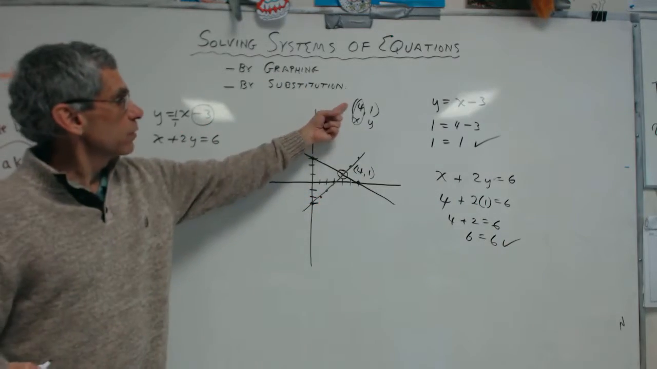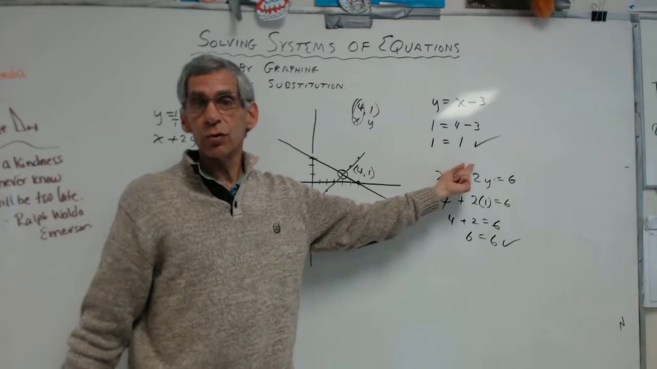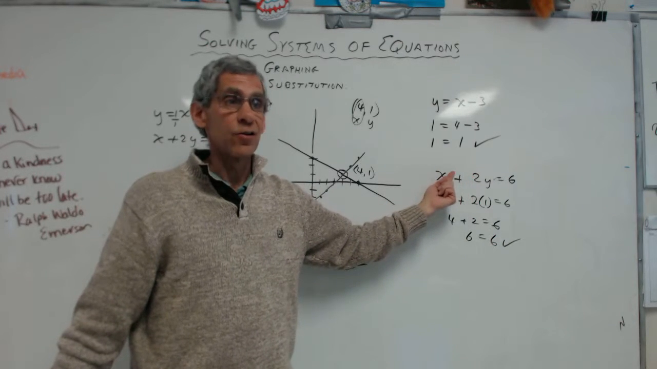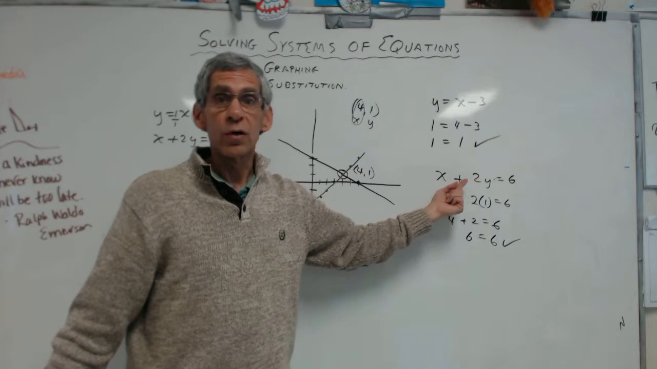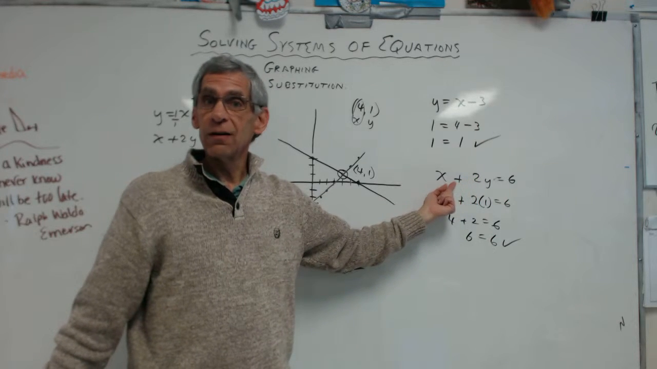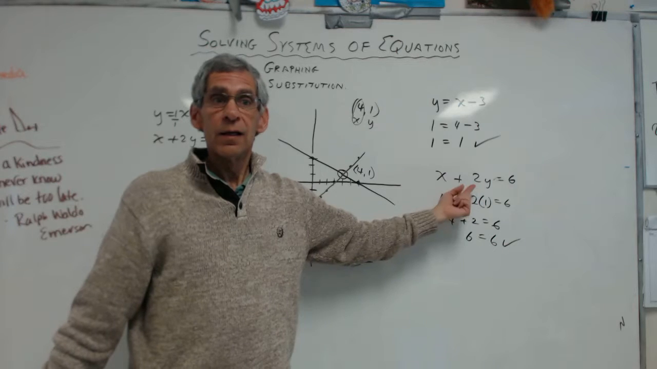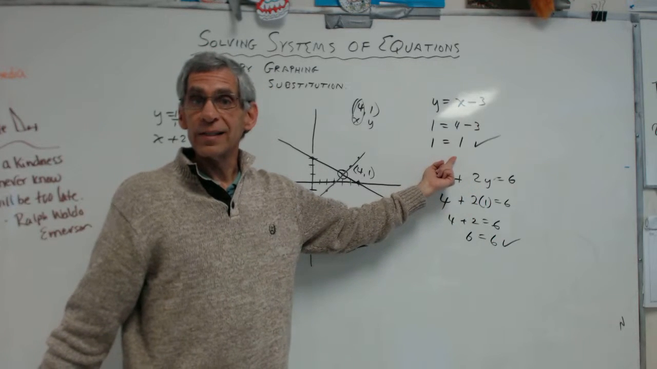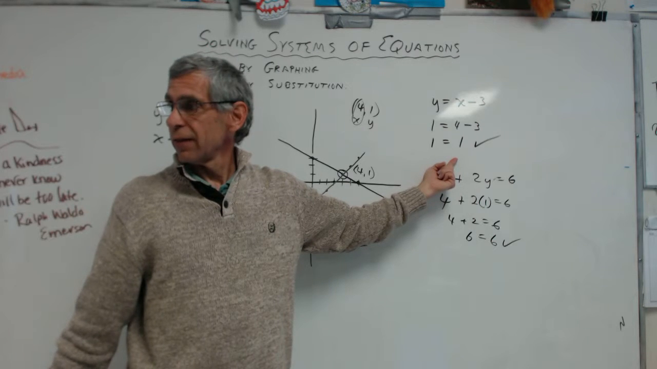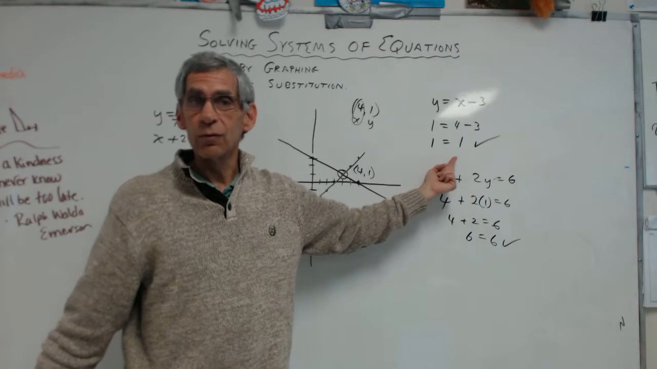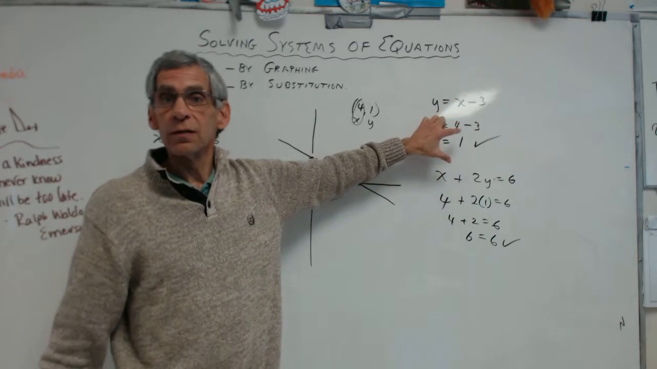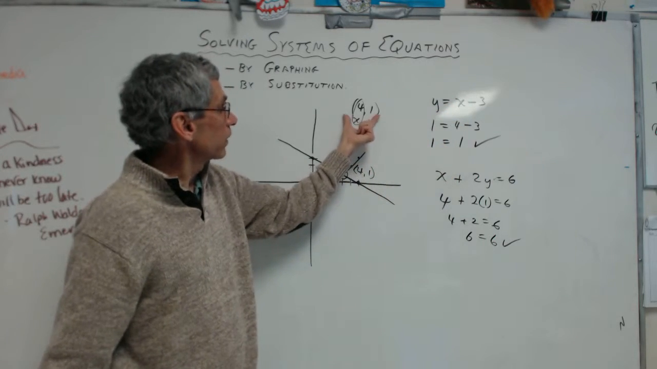So I know this point works for this because I got a true statement when I finished it. I got 1 equals 1. If I had gotten 2 equals 2, it would still be true. Or 9 equals 9. Or negative 13 equals negative 13. It would still be true. But if I got 4 equals 7, you see how that's impossible? You can't have 4 equals 7. Therefore, if that's what I got, then I would know it doesn't work. Does that make sense? That's how I would plug this in and see.